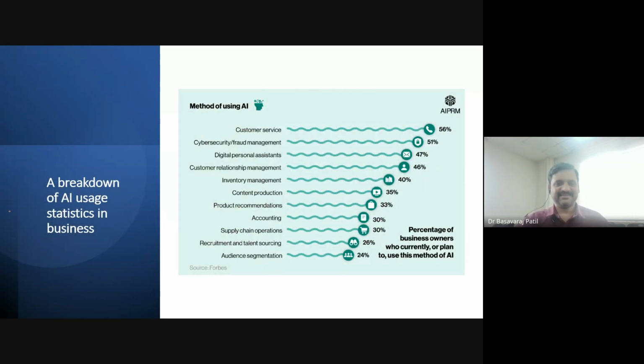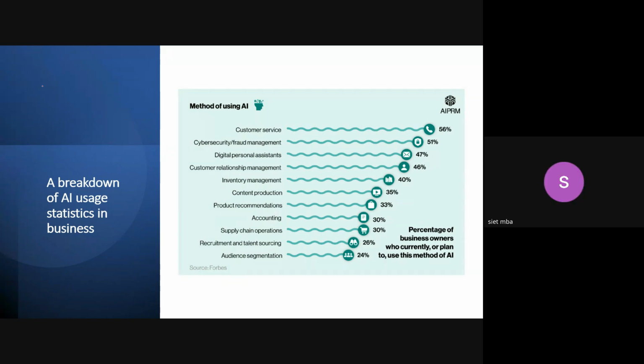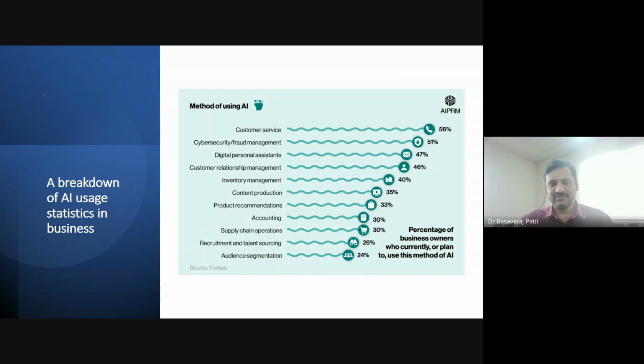And these are the statistics that show which sectors of the business, like customer needs, fraud management, digital assistance, relationship management, inventory, accounting, supply chain, recruitment, how AI is evolving and getting into them. These are some statistics provided by Forbes, which we can analyze so that we can understand the percentage of AI based involvement in the different sectors of the business.